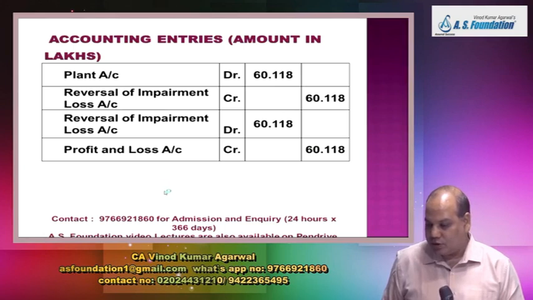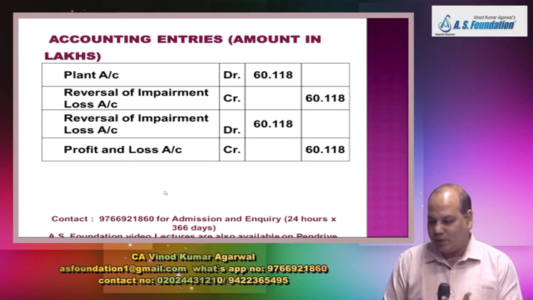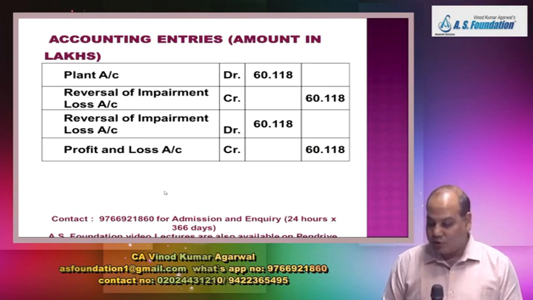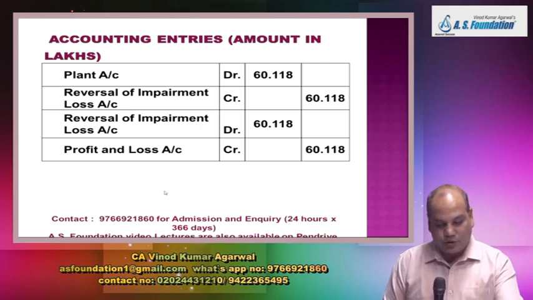Now write down the journal entry. If you want to write the journal entry: Plant account debit 60.118 to reversal of impairment loss 60.118, and reversal of impairment loss debit 60.118 to P&L account 60.118.